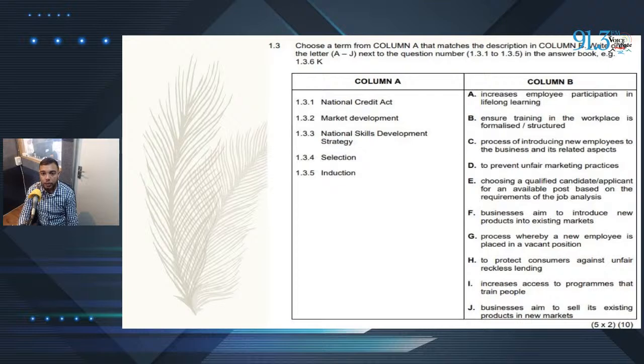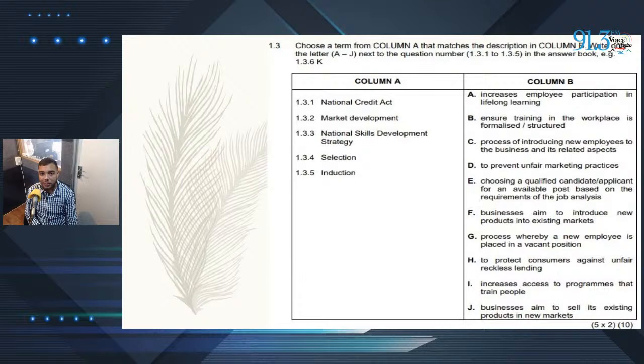So you do know that if you answer one of it, you have to scratch out the other one because the other one won't be the answer for the next question. So 1.3.1 National Credit Act, let's look at what is the correct answer. The correct answer there would be to protect consumers against unfair reckless lending. Your answer is H. Market development. We're going to look for what is the answer for market development, and we go down to the last one. Businesses emphasize existing products in new markets. Therefore, your answer is J.